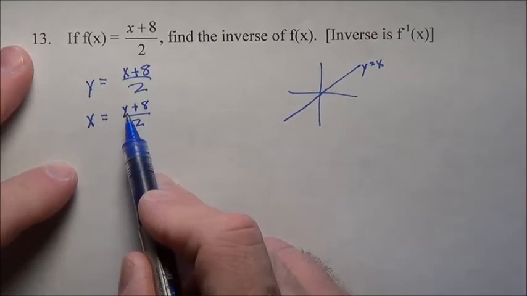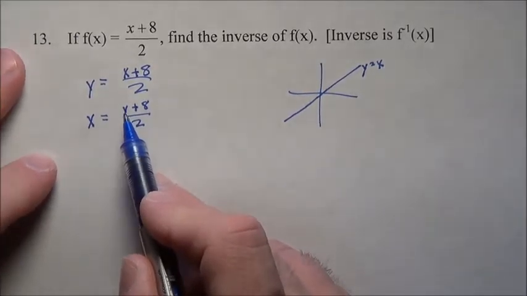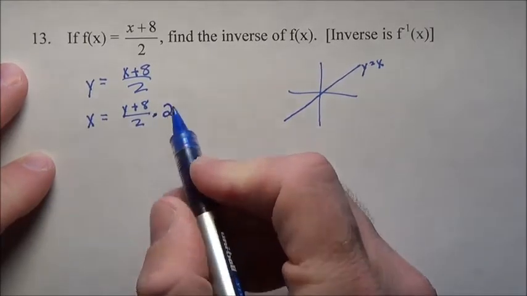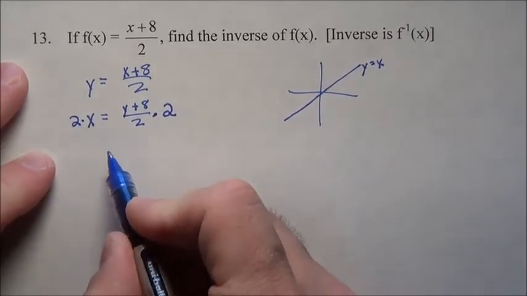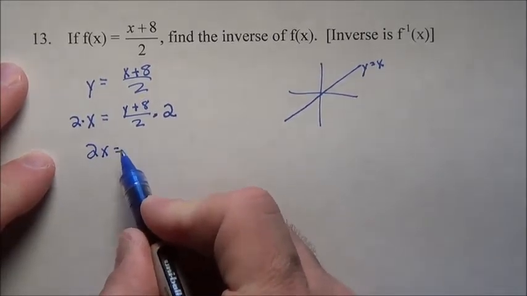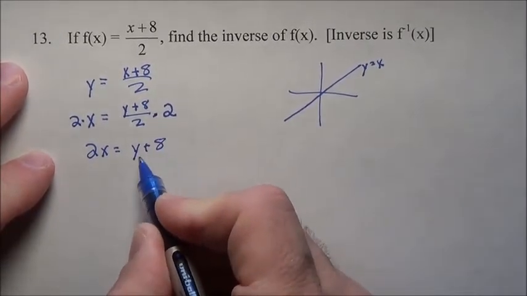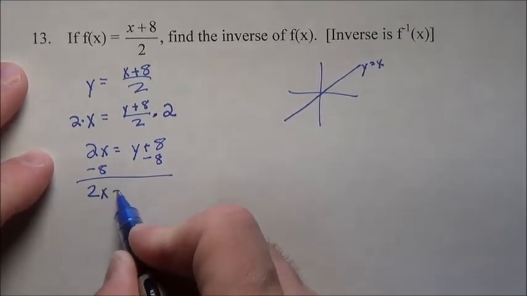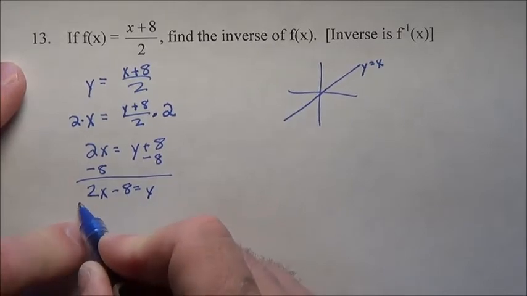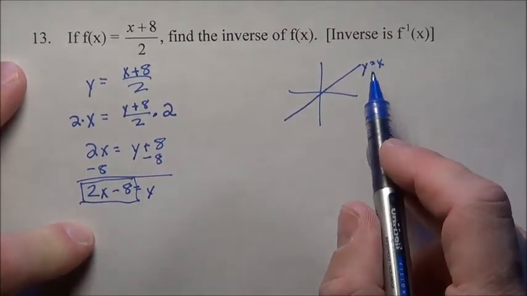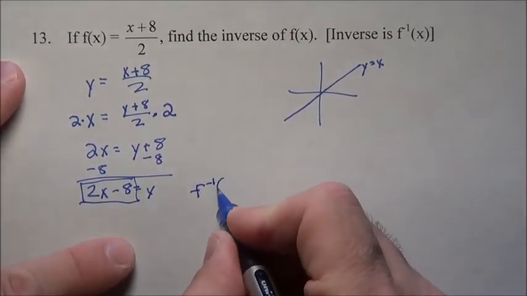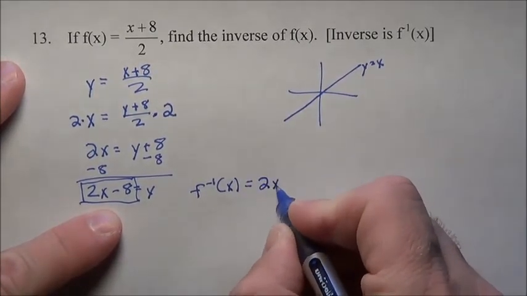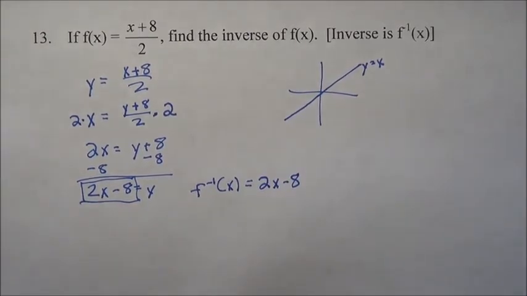Now you just have to solve for y. Got to get y by itself. To get y by itself, I'm going to get rid of this dividing by 2. The opposite of that is multiplying by 2. So multiply both sides by 2. So now we have 2x is equal to y plus 8. To get y by itself, all I do is subtract 8 from both sides. 2x minus 8 equals y. This is the inverse. So we would say the inverse of the equation of f of x is 2x minus 8. That's what you have to do.